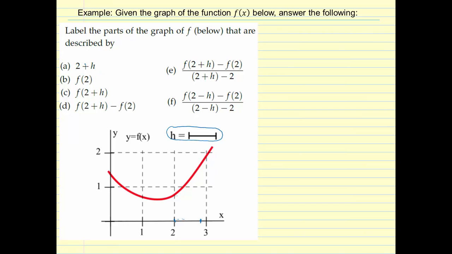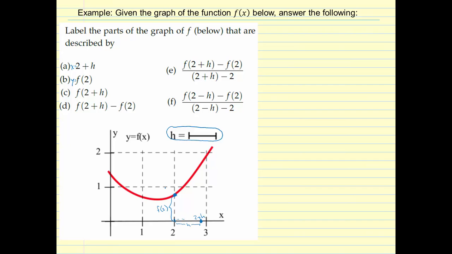So the first thing to note is when we don't have an f in front, that's representing the x values. So x in this case is 2 plus h. So 2 plus h along the x-axis is going to be 2, and then we go out this little distance h, and there's our 2 plus h right here on the x-axis. f of 2, since we have an f, that's going to be our y value at 2. So our y value at 2 on the curve is right here at this height.